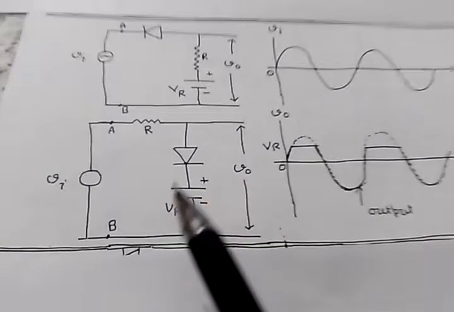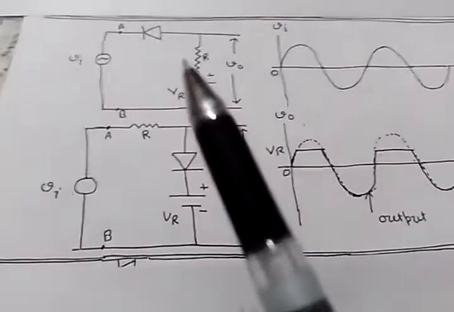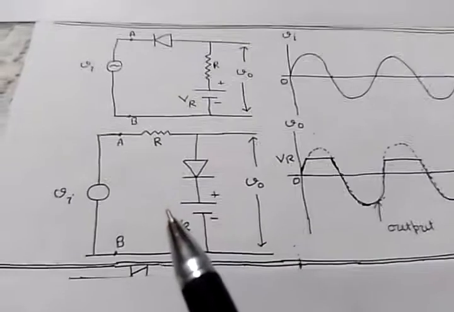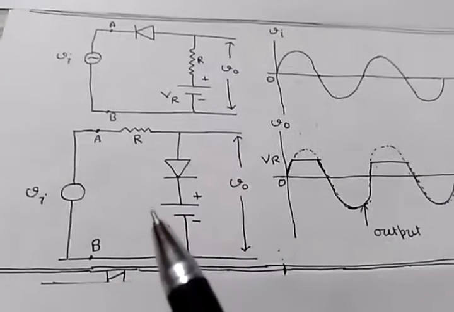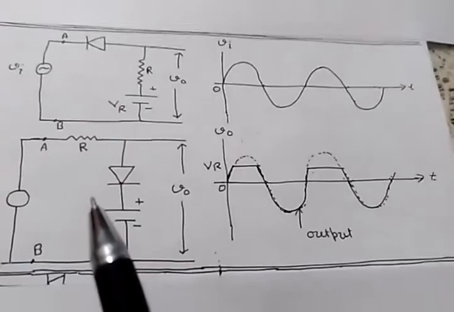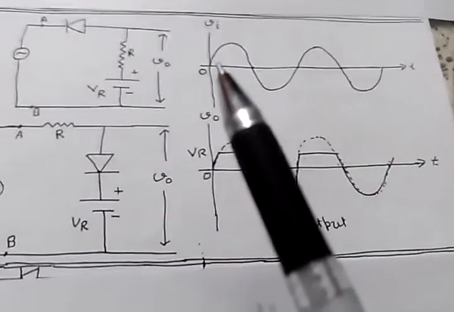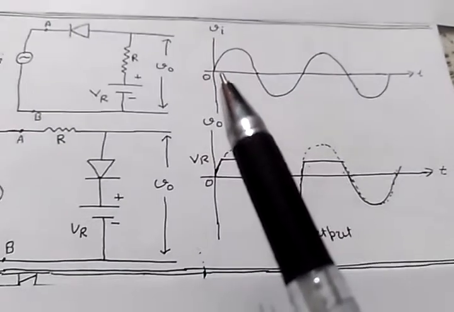I am showing two circuits. These two circuits are biased positive clippers. Biased positive clipper means the circuit which removes a portion of positive half cycle of the input signal.